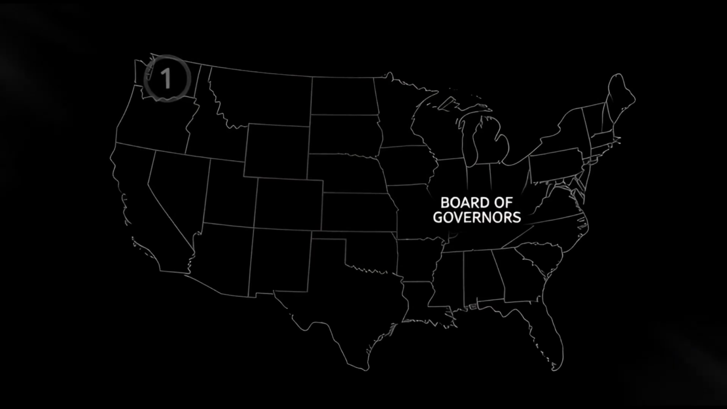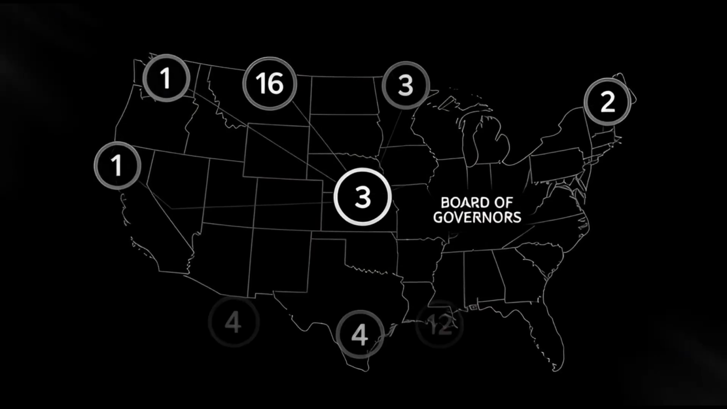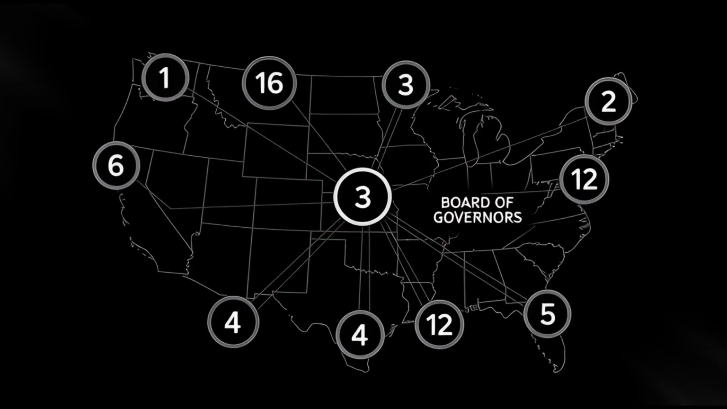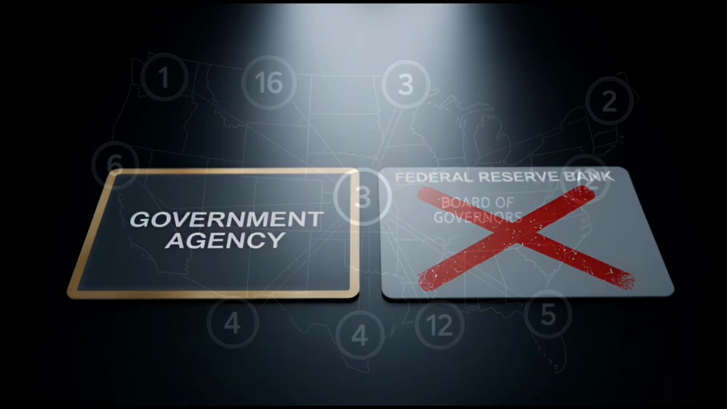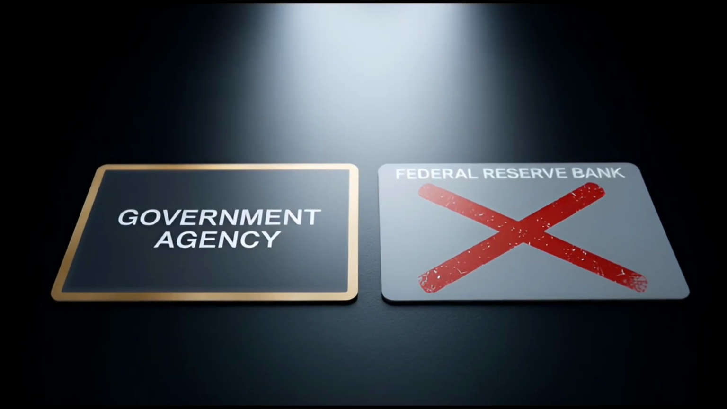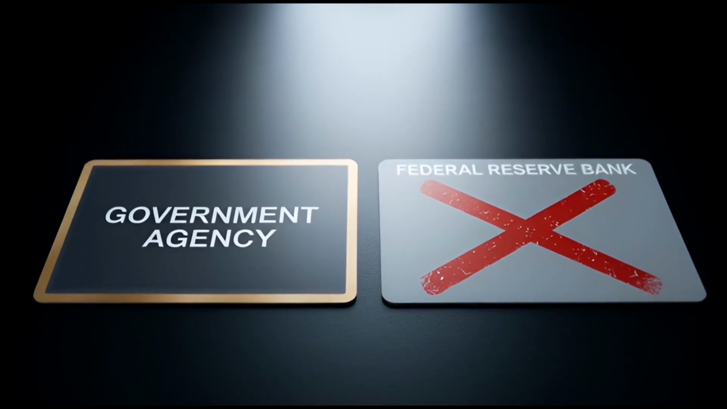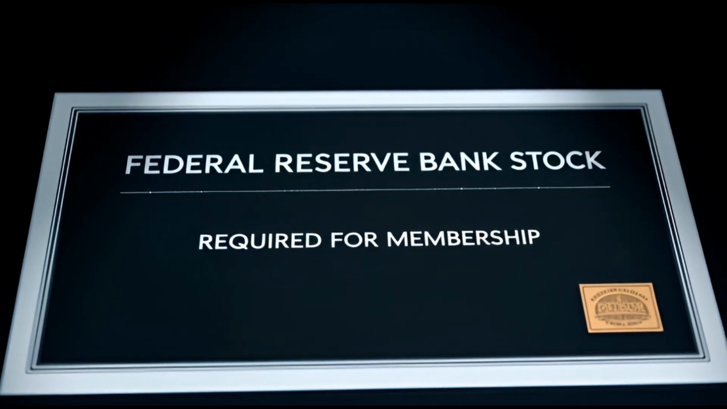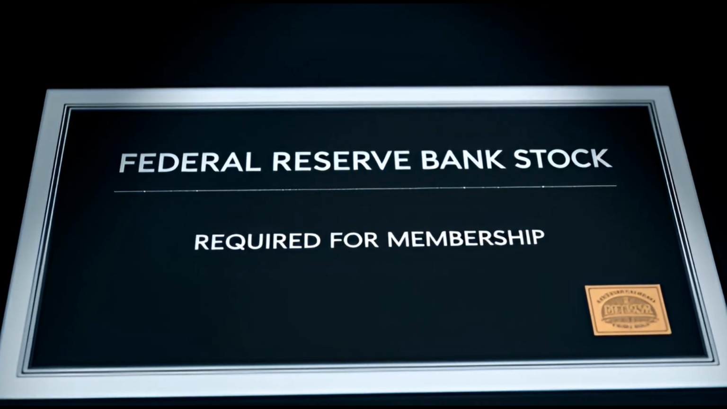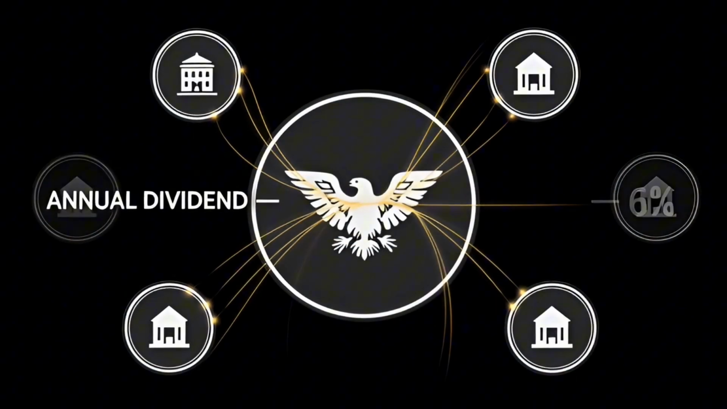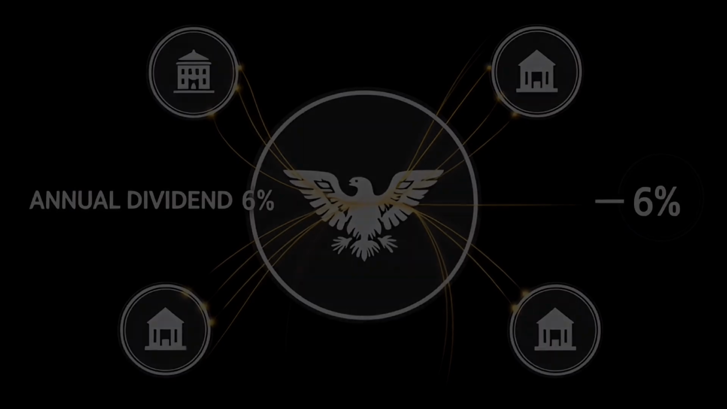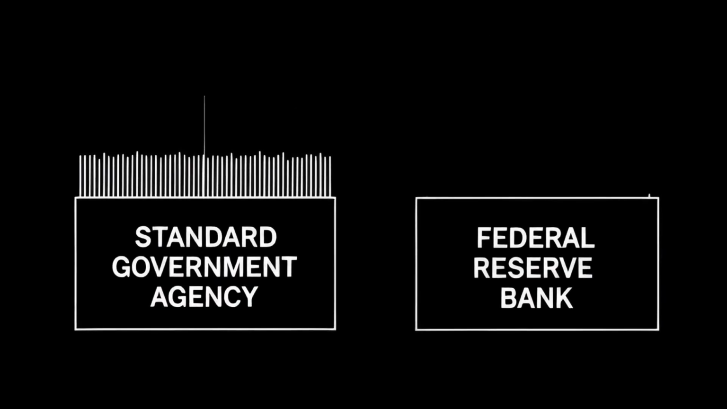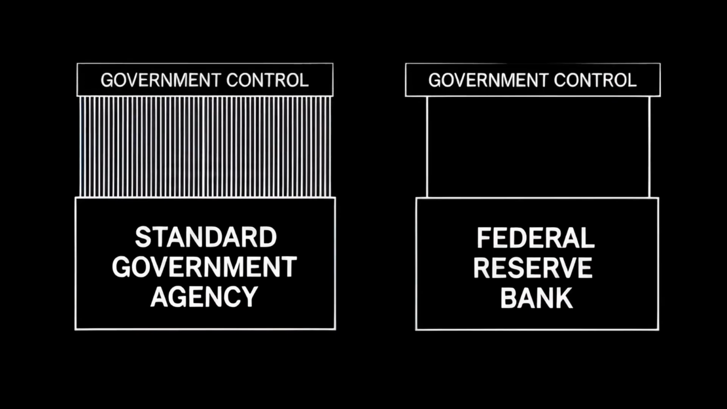Here is what makes it private. The Federal Reserve System consists of 12 regional Federal Reserve banks distributed across the country. These regional banks are not government entities. They are incorporated as private institutions. They have boards of directors. They issue stock, which commercial banks in each region are required to purchase as a condition of membership in the Federal Reserve System. Those member banks receive dividends on that stock. The regional Federal Reserve banks operate with a degree of institutional independence that no standard government agency possesses.